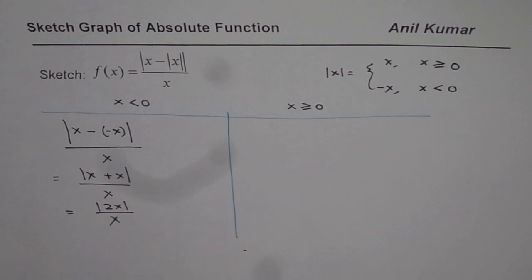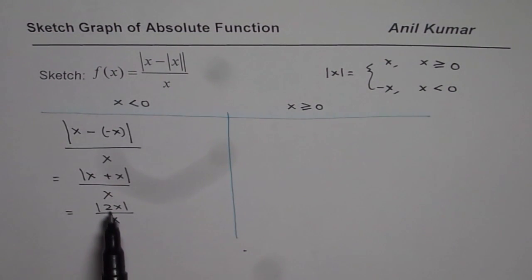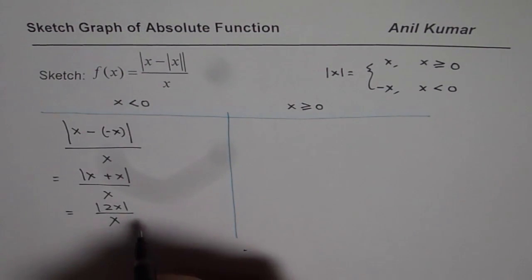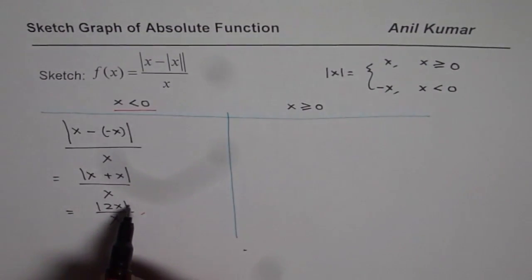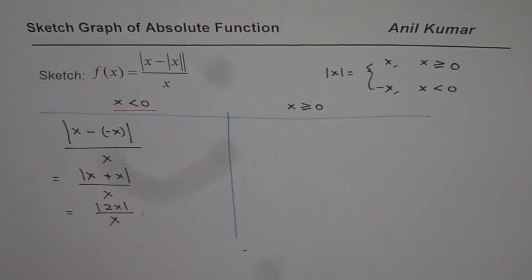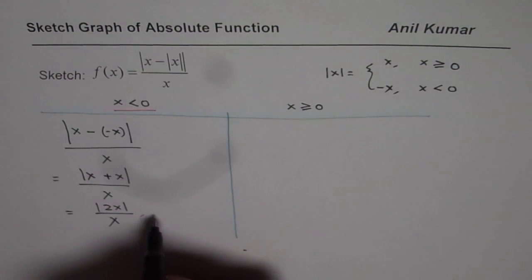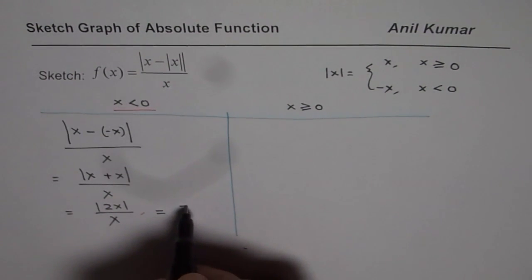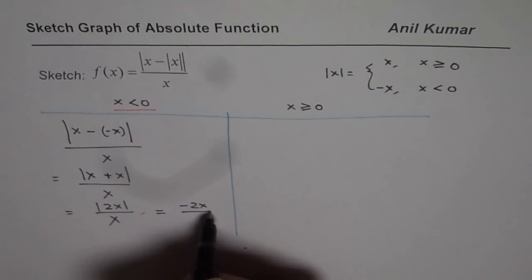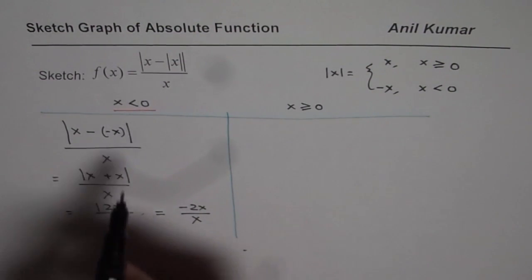Now here again we have the absolute value of 2x, correct? Now this should be defined again for when x is less than 0 and when x is greater than 0. Since we are considering x less than 0, what is the absolute value of 2x? That is interesting, right? And at times students might make an error at this stage. So this is minus 2x over x. You understand? Because x is less than 0.